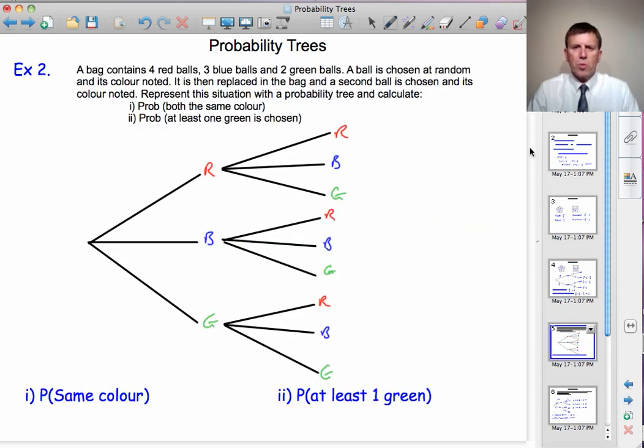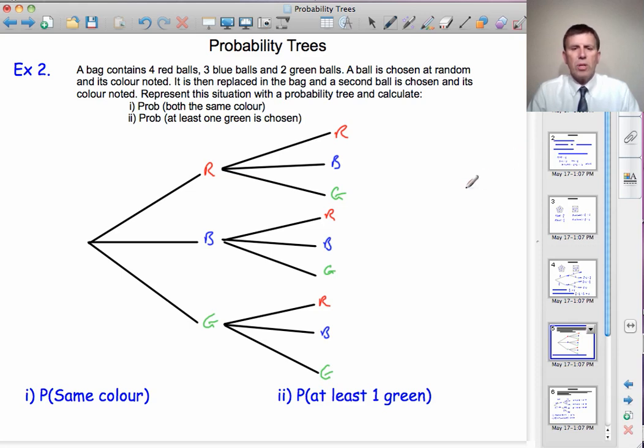Moving on to example 2, a more complicated example. A bag contains 4 red balls, 3 blue balls and 2 green balls. A ball is chosen at random and its colour noted. It is then replaced in the bag and a second ball is chosen and its colour noted. Represent this situation with a probability tree and calculate 1. The probability that they're both the same colour, and 2. The probability that at least one green is chosen.